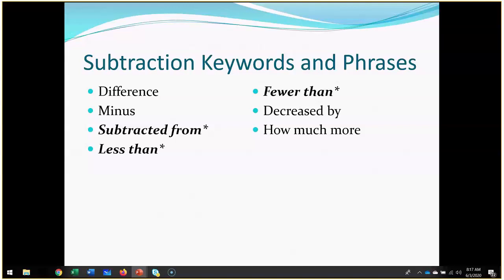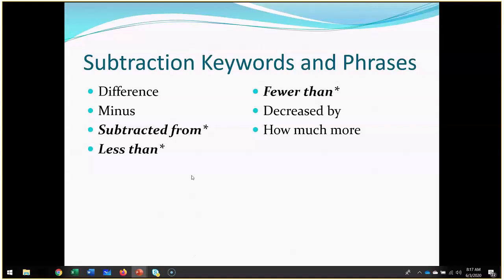So, for example, let's say the problem said, what is 10 less than 25? You wouldn't write 10 minus 25. You would flip it around and you would write 25 minus 10. That's what I mean by switching the order around.